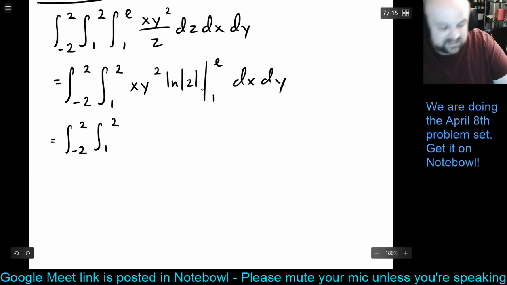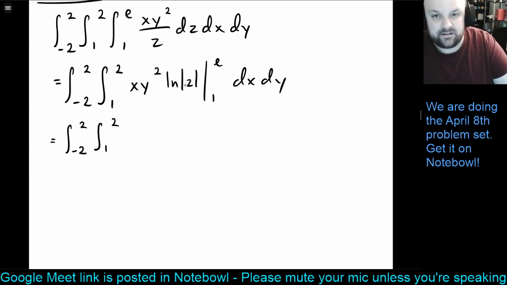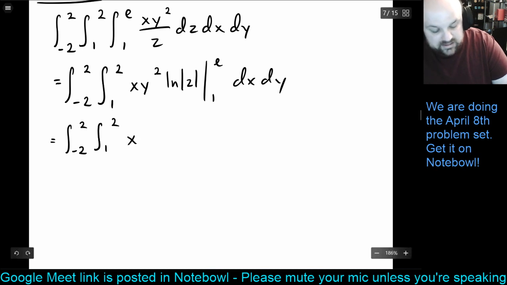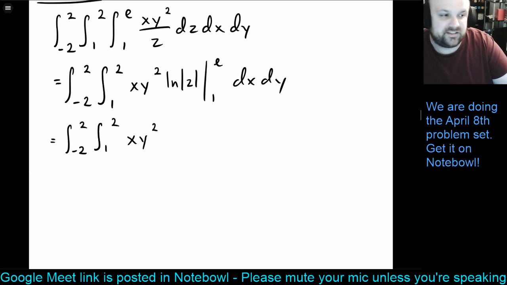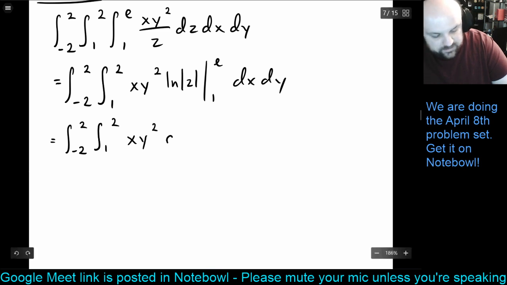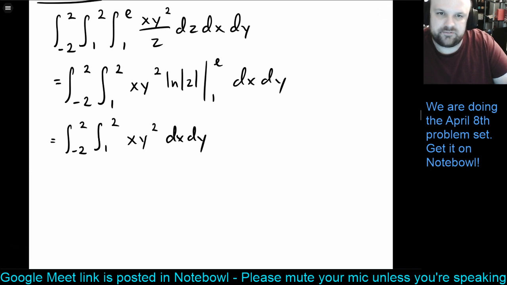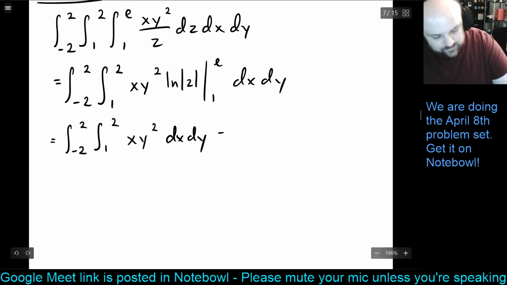Let's plug in this stuff and see what we get. If we plug in e here, we get ln of e, which is 1. So we get xy squared. And then minus, we plug in 1 here for z, we get ln of 1, which is 0. So all we have is just xy squared, then dx dy. Right, now it's a straightforward double integral. So just integrate that.